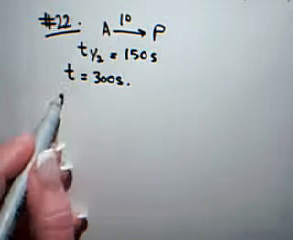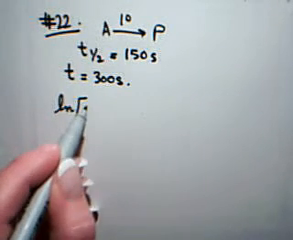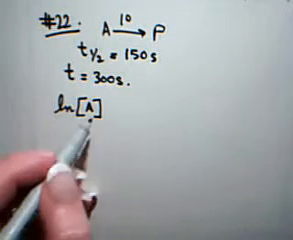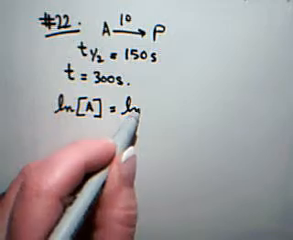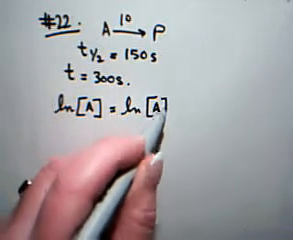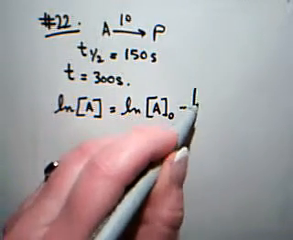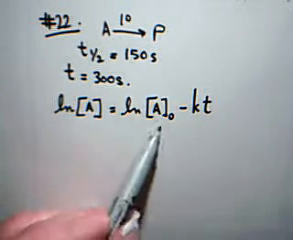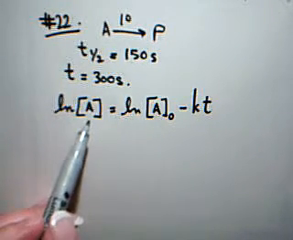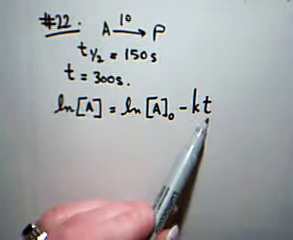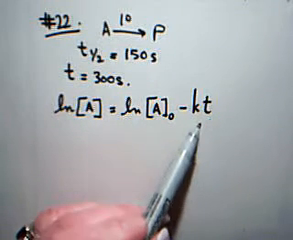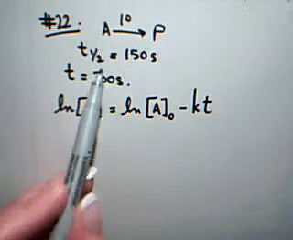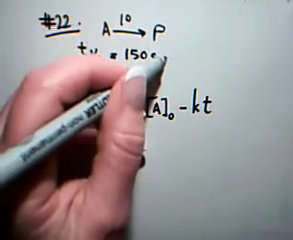The first order equation, A goes to product, is that the ln of the concentration is equal to the ln of the initial concentration minus kt. And so they're asking me basically for a ratio of these two concentrations at 300 seconds. And so I need a value for k that fits in there. And that's where the half-life comes into play.